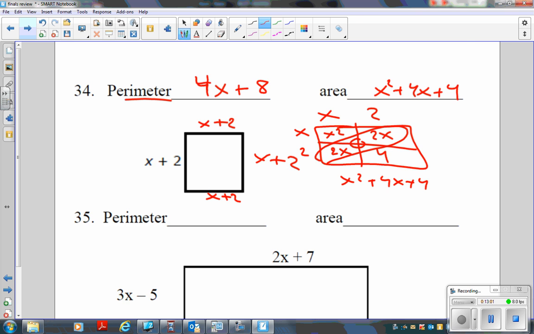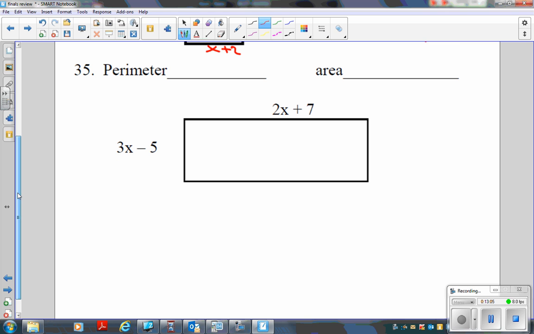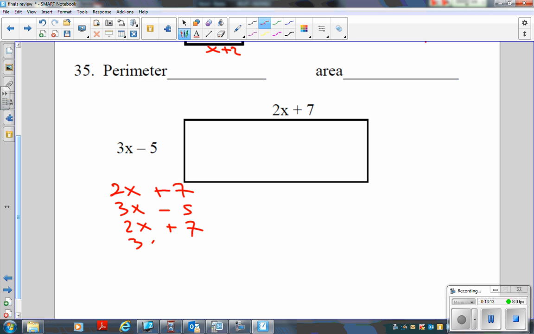Now let's take a look at the next one. All right, they also want the perimeter. So in the perimeter, you add all 4 sides. So we're going to go ahead and write down all 4 sides right next to each other and just add them. Since this is a rectangle, the width and the length are the same on both sides. This gives me 4, and this gives me 10. So the perimeter is 10x plus 4.